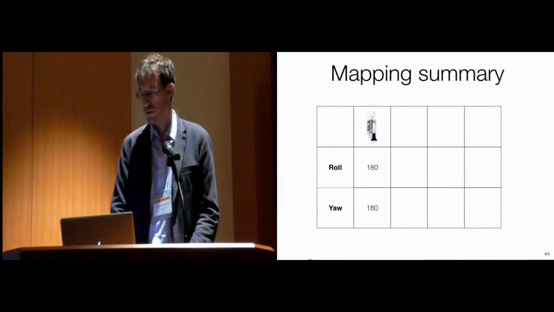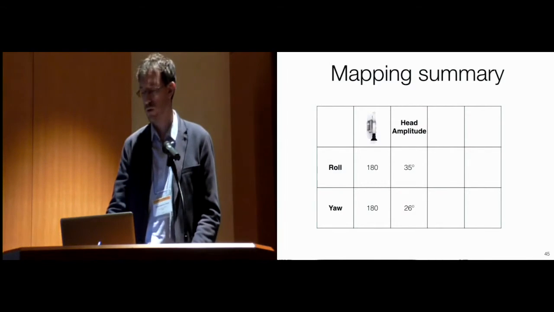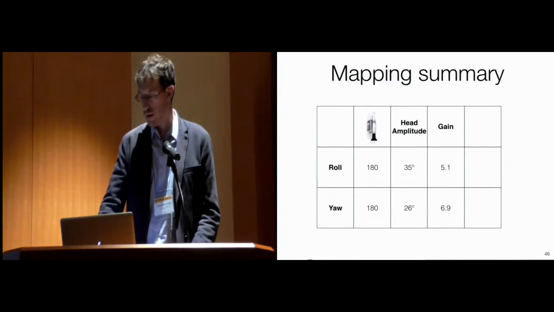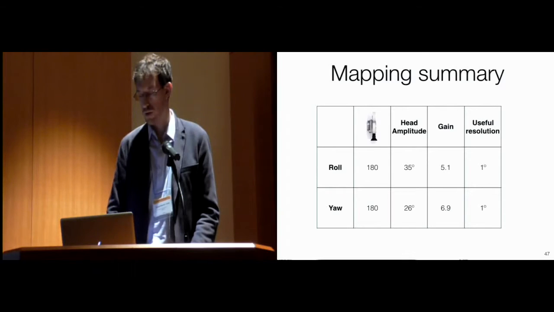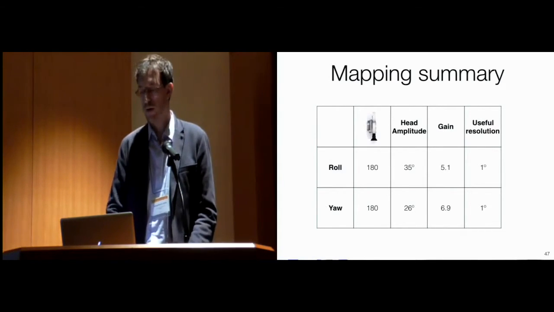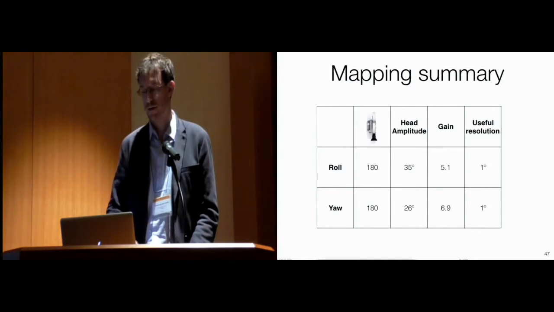So here is a mapping summary. We want to be able to perform 180 degrees. We have an amplitude of 35 on the roll and 26 on the yaw. This helps us to get the gain value. And we have a useful resolution, which is 1 degree. So the smallest target that we can acquire on both of these axes is 1 degree. As the smallest movement that we can do is 5.1 or 6.9, there is no issue on this part.